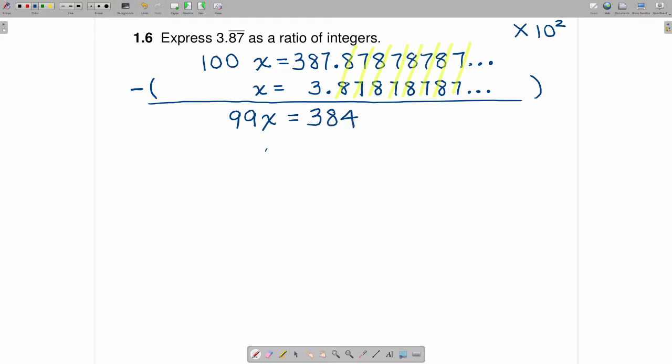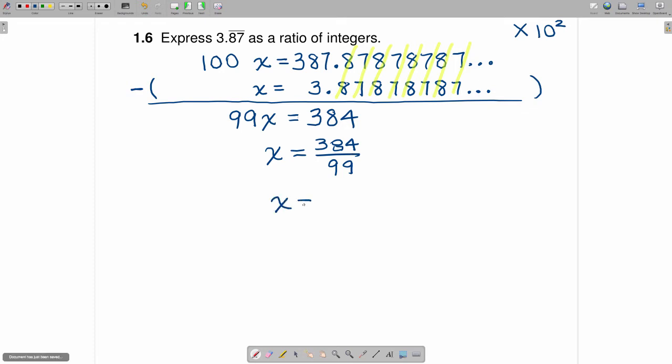So finally, when you solve for x, x will be equal to 384 divided by 99. And I got that either by dividing both sides of this equation by 99 or multiplying both sides of this equation by 1/99. Either way is fine. Now this right here is not in lowest terms.